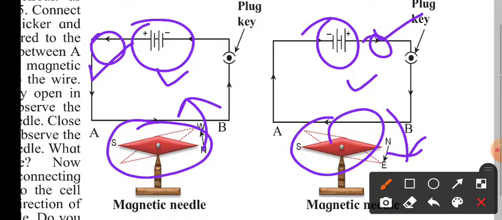So what he suggested in electromagnetism is that there is a magnetic field around the conducting wires, and the direction of that magnetic field is decided by the direction of the electric current flowing in the conductor.